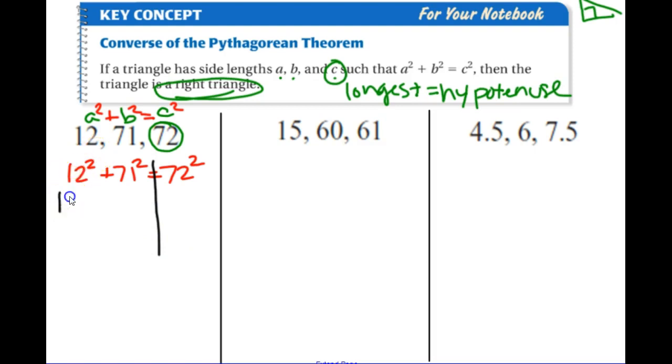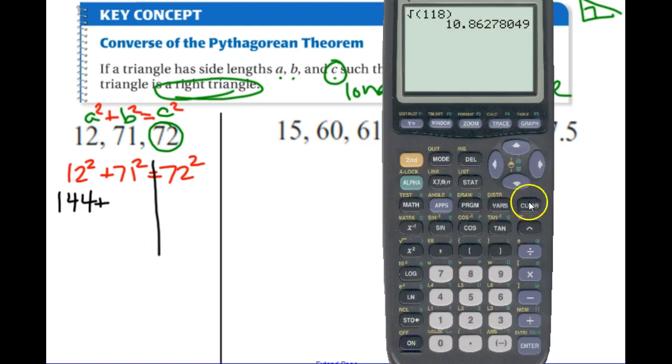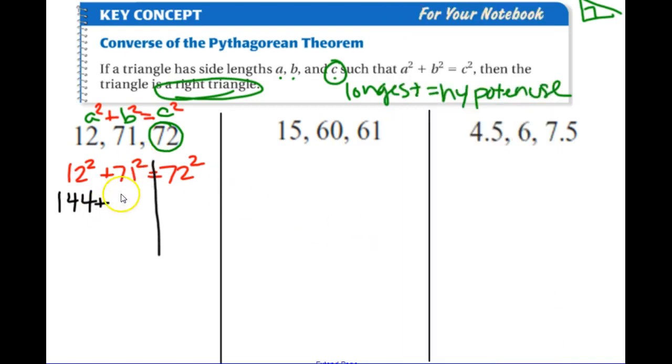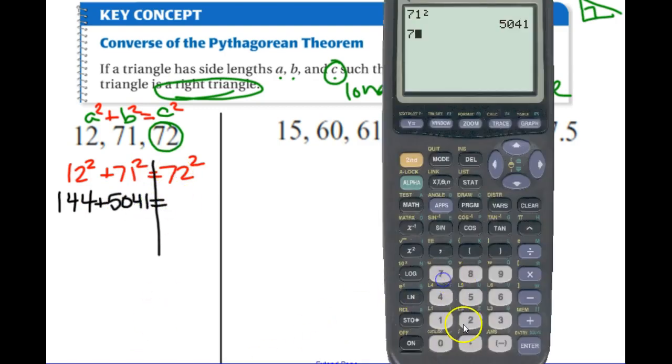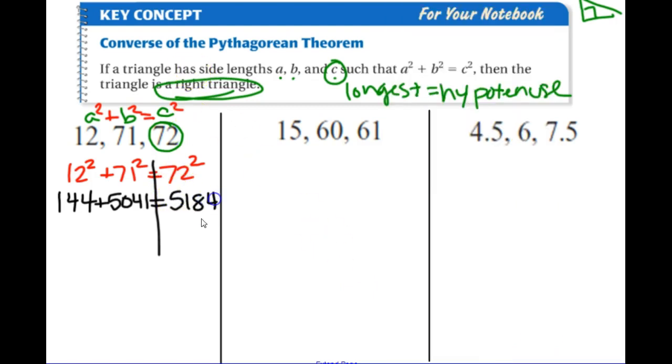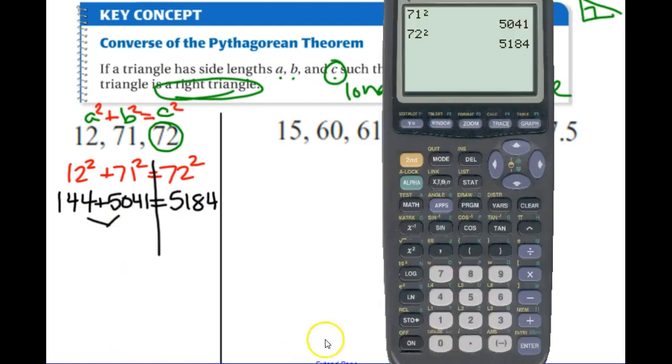12 squared, 12 times 12 is 144, plus we have 71 squared. Well, 71 to the power of 2 gives me 5,041, and 72 squared is 5,184. So all we need to do is add those two together. 5,041 plus 144. Ooh, super close. Look at how close those are. 5,185.